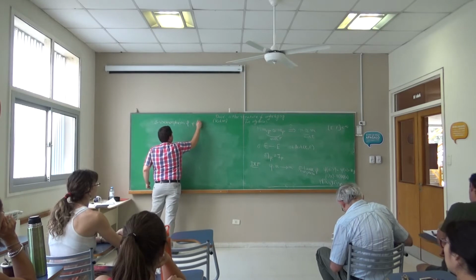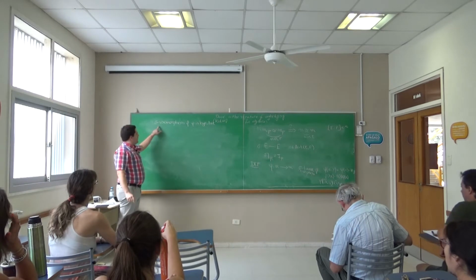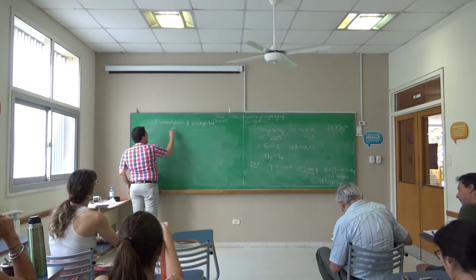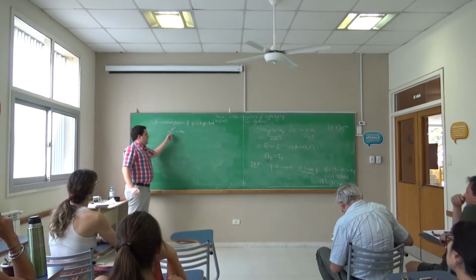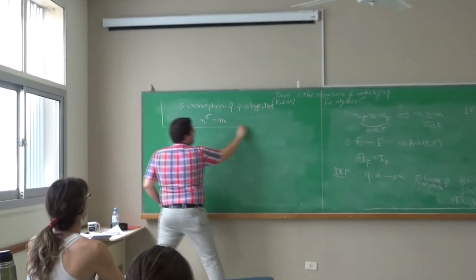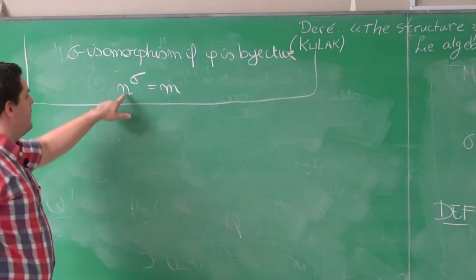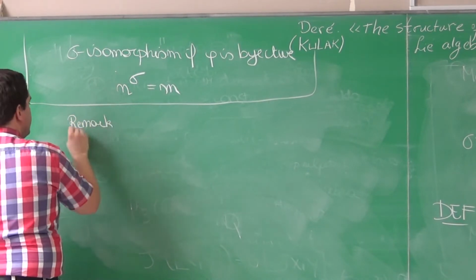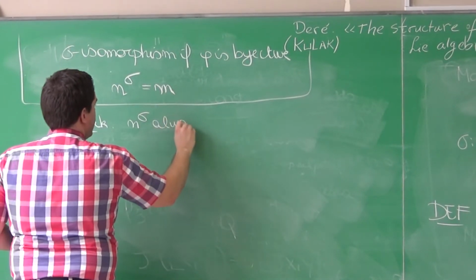That's if phi is bijective. And in this case, if there's a sigma isomorphism from N to M, we will write this N sigma is equal to N. So somehow N is a conjugate of M in some way. So that's my definition. Now, in order to write this, I didn't really say it. I will say it now. So N sigma always exists and is unique.